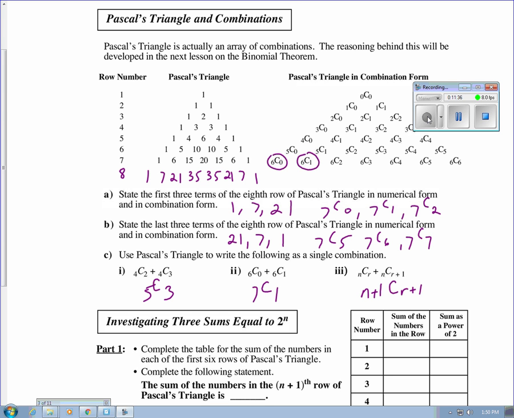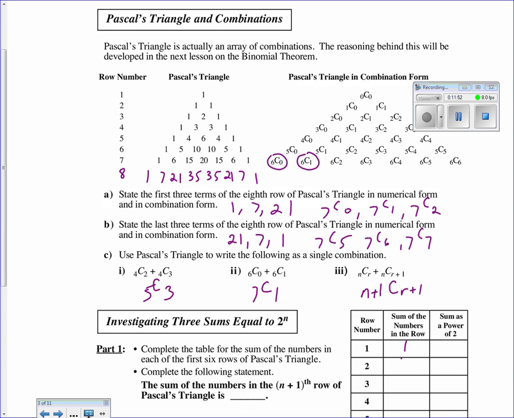Another interesting pattern is the summing of the coefficients. What's really interesting about that? Well, let's take a look at the sum of the coefficients. In row 1, they sum to 1. In row 2, they sum to 2. In row 3, they sum to 4. In row 4, they sum to 8. Is there a pattern?